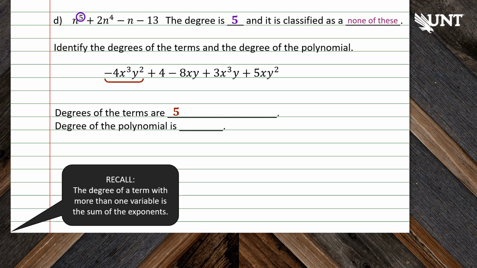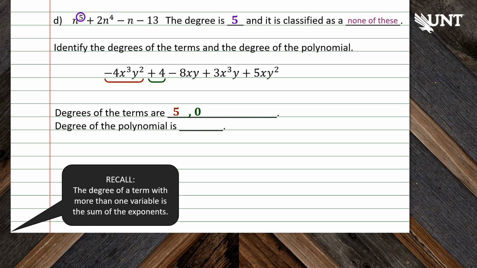Now let's look at the second term. Again, terms are separated by plus and minus signs. So the next term is 4. In this case, we need to identify the degree or the exponent. Do you even see a variable? No, which means this variable has an imaginary 0 as its exponent. So the degree of 4 is 0.